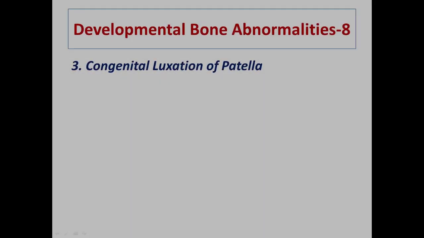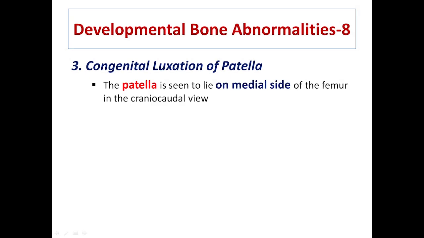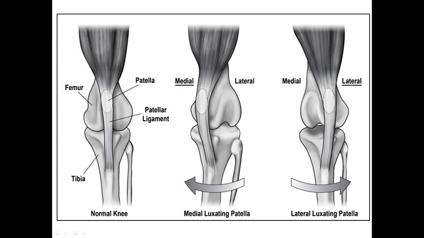The third one is congenital luxation of the patella. In the craniocaudal view, the patella is on the medial side of the femur in medial luxation, and its lateral displacement is very uncommon.